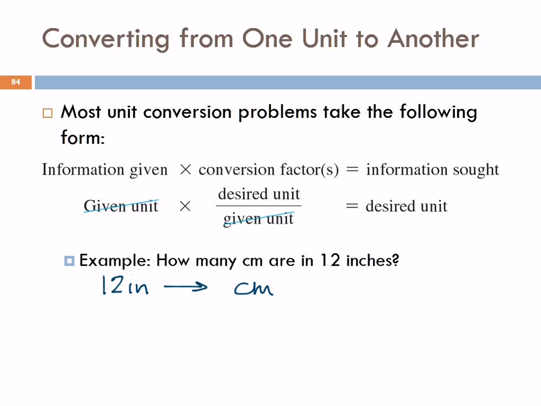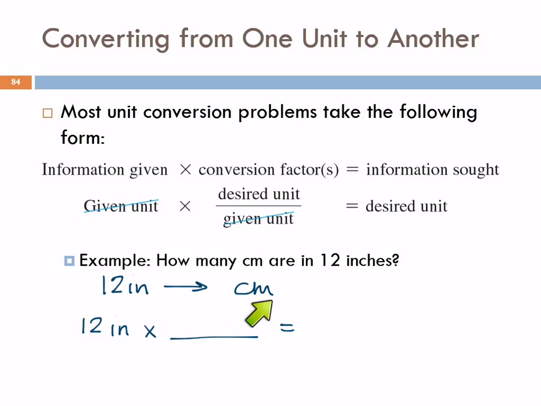We don't really have to have a path, but some of them will become a lot more involved, and you'll be very thankful that you have a path. So what I'm going to do is I'm going to write 12 inches. I'm going to look at my path. This path has one arrow. I'm going to use one conversion factor, and that's going to equal something.